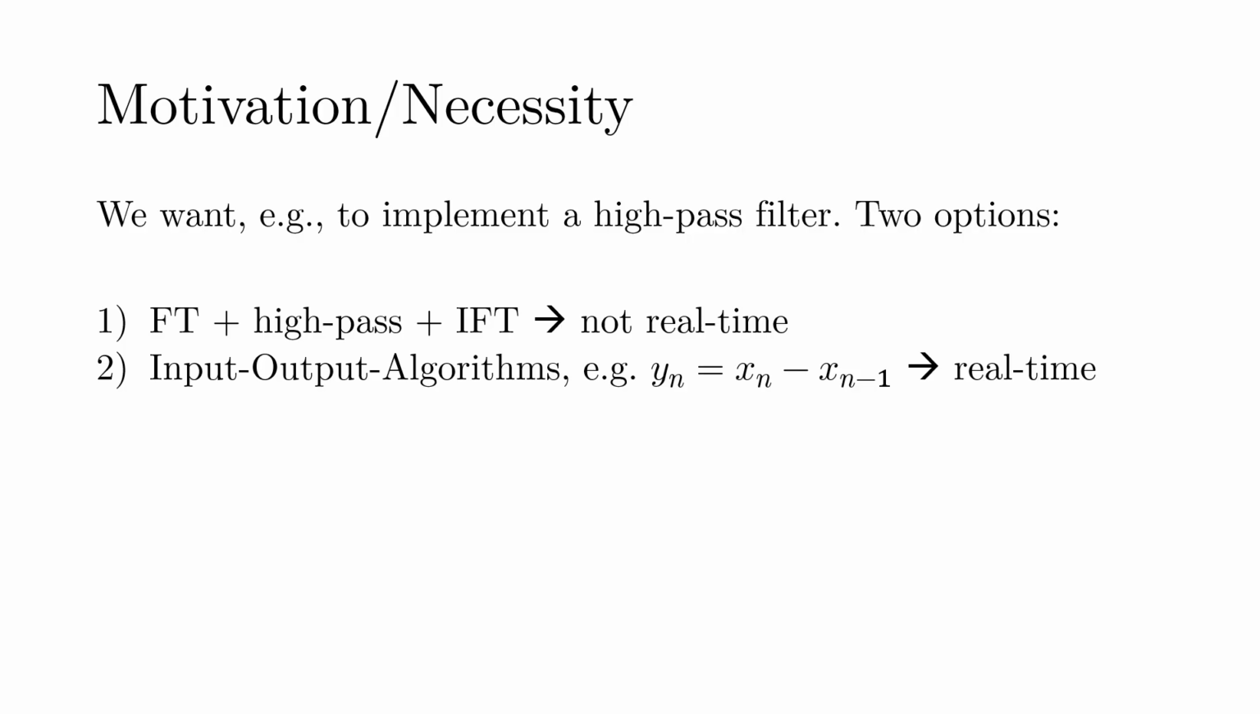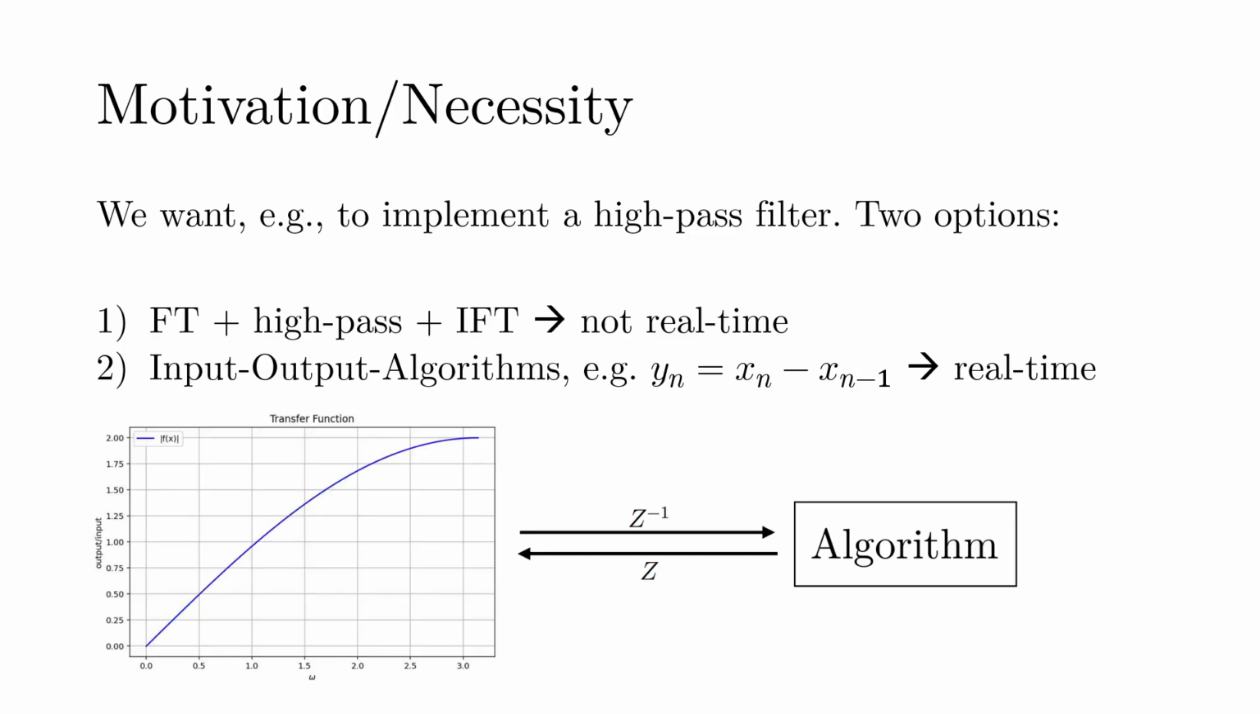Right, and the question now, generally speaking, is how do I get from my specific algorithm to my transfer function, so the function which tells me which frequency is amplified by which factor. In this example, the frequency 0 would be completely suppressed, and the frequency pi, for example, would be strongly amplified. So how do I get from algorithm to transfer function, and also vice versa? How would I get from a given transfer function to an algorithm that implements that transfer function?